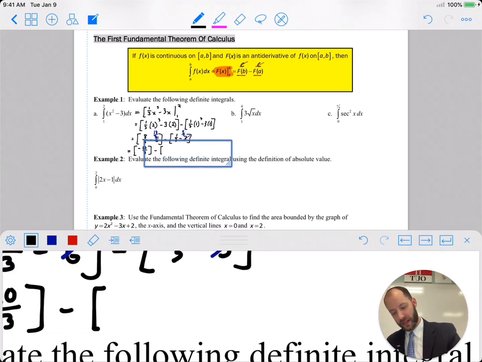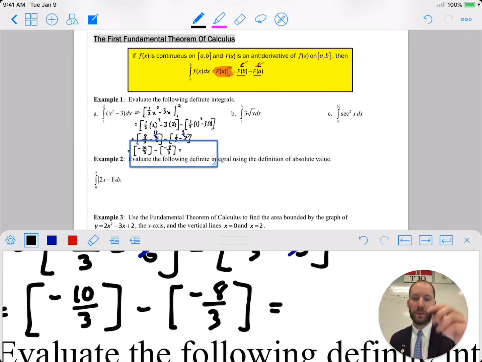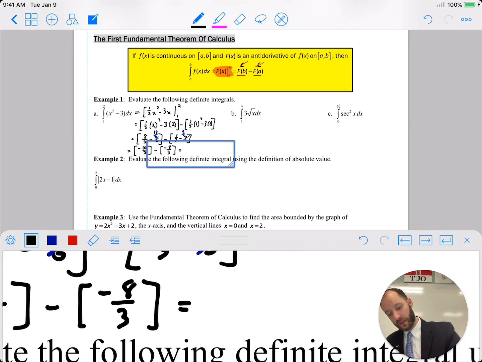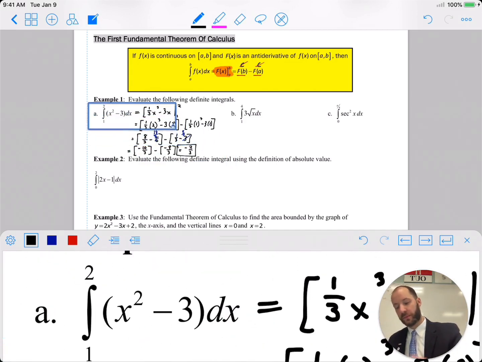So 1/3 minus 9/3 is negative 8/3. So negative 10/3 minus negative 8/3 becomes negative 2/3. So area under a curve, we were previously doing only with geometric shapes. Now we can find the area under a curve of any function with an upper and lower bound by using the first fundamental theorem of calculus. So the area under the curve of x squared minus 3 from 1 to 2 is negative 2/3.